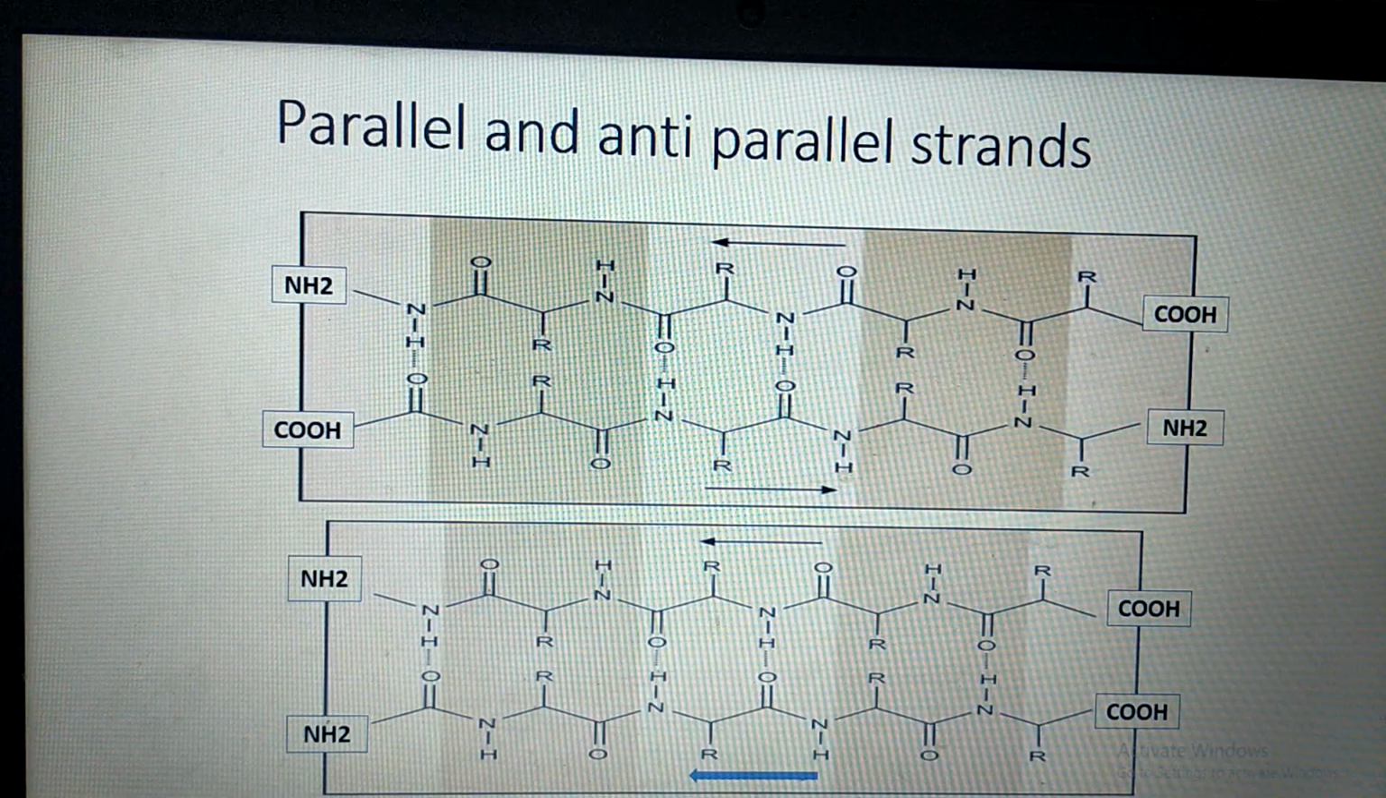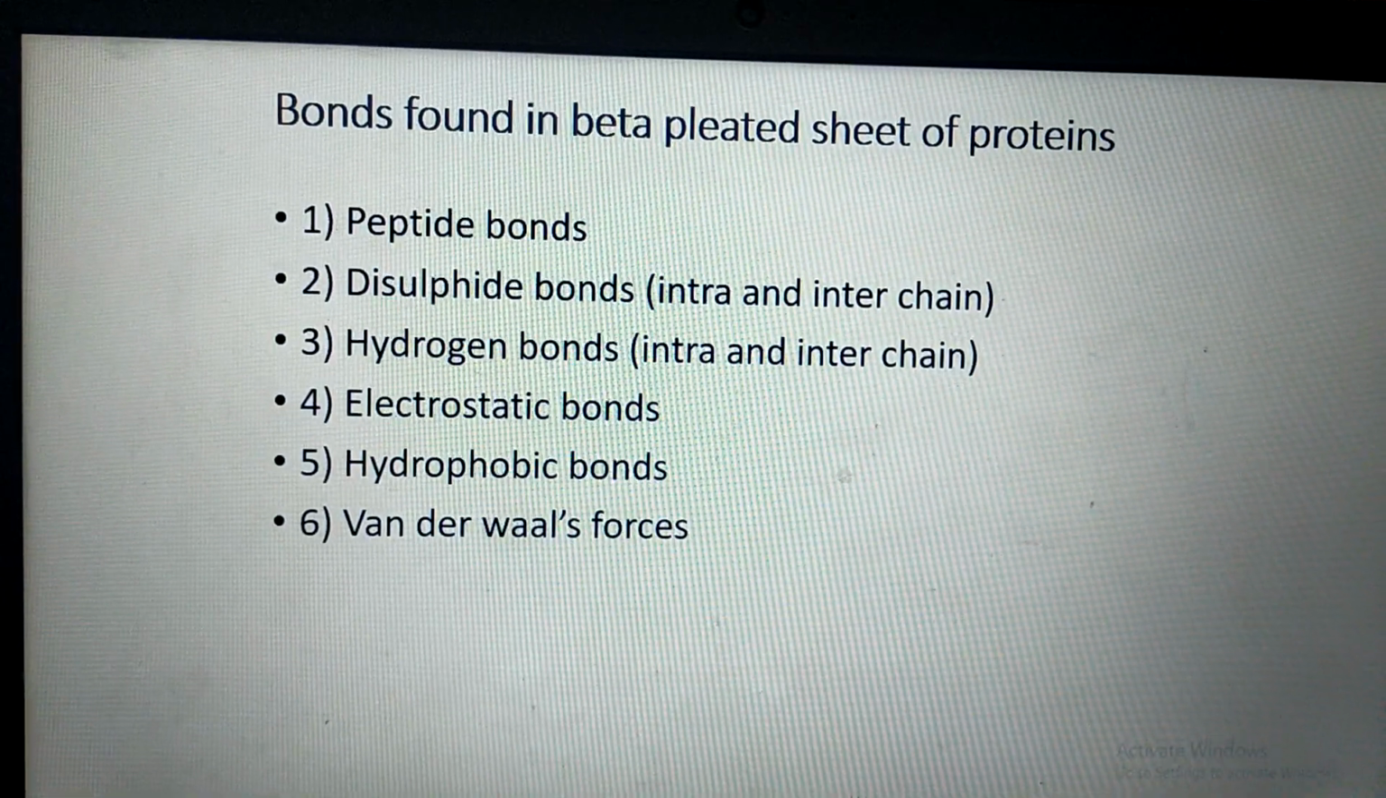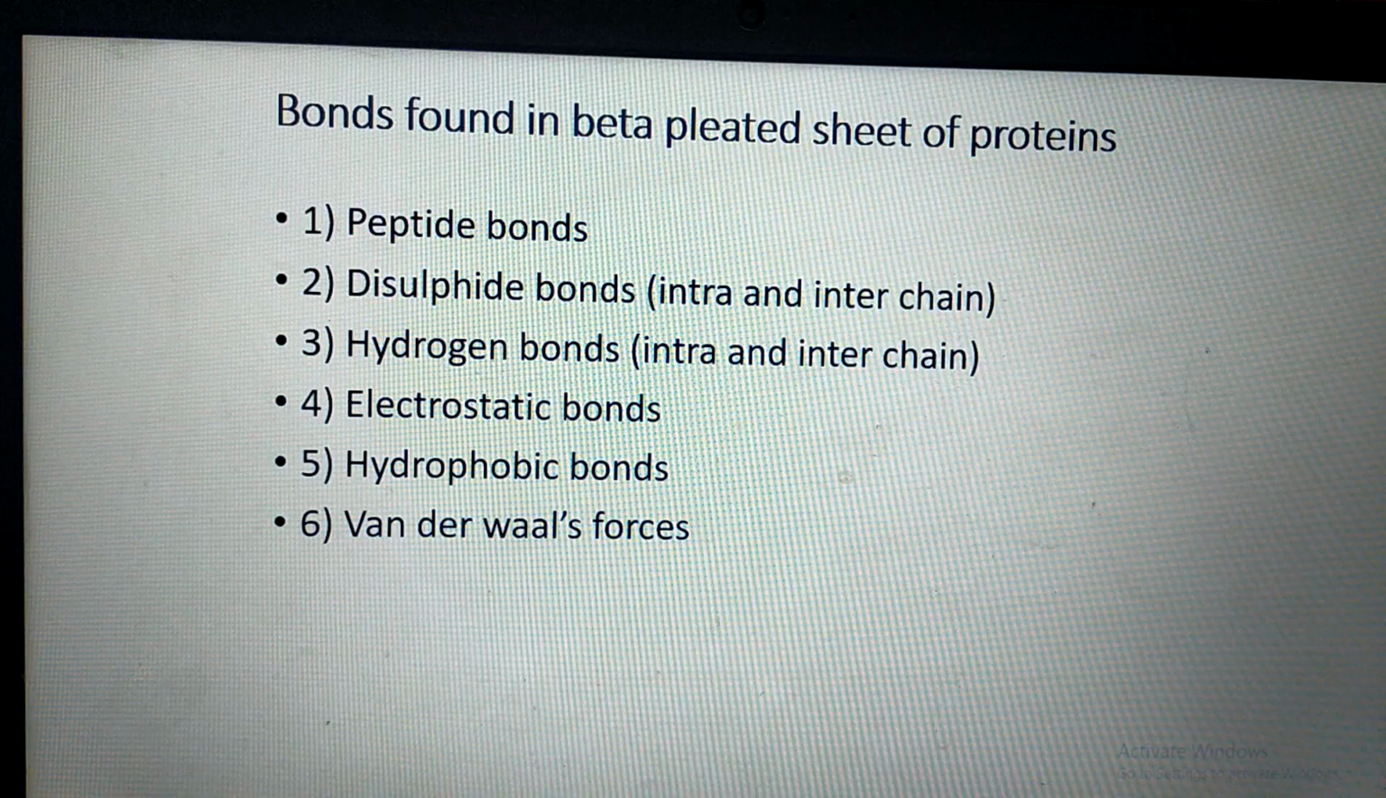If the C terminal and N terminal of two adjacent polypeptide chains lie opposite to each other, then they are called antiparallel strands. And if the C terminal and N terminal of two adjacent polypeptide chains lie on the same side, then they are called parallel strands of beta pleated sheet structure. Now these are the bonds present in beta pleated sheet structure of protein: peptide bond, disulfide bond, hydrogen bonds, electrostatic bond, hydrophobic bonds and van der Waals forces. We have already described these bonds in detail previously.